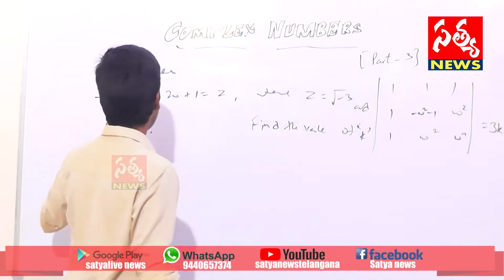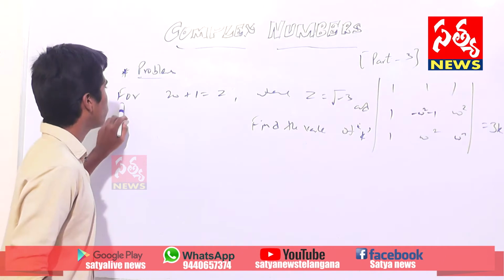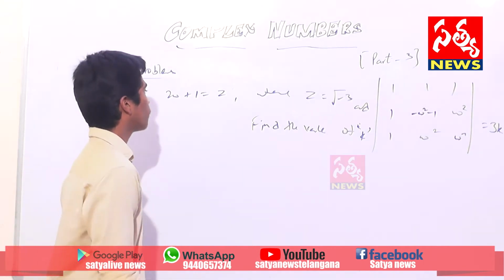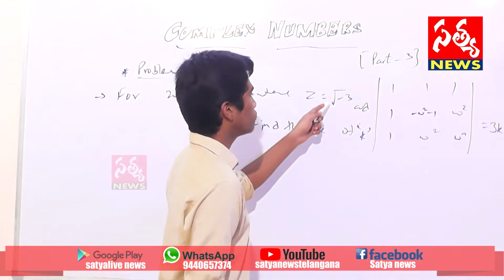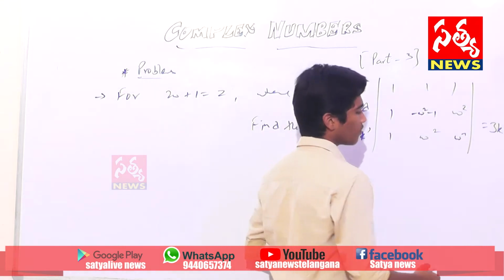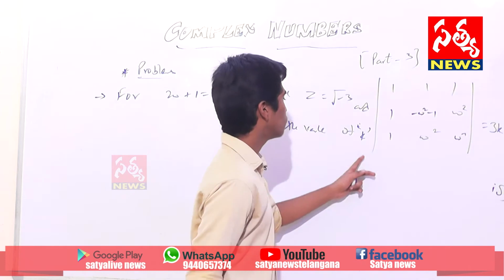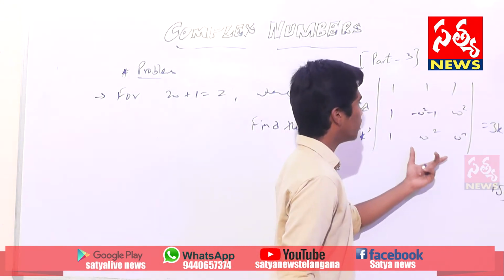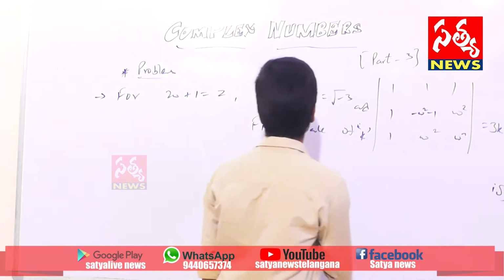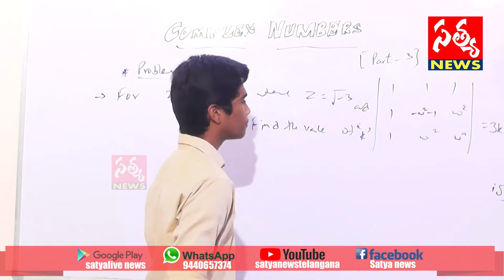And here is one more problem. We have been given that 2ω + 1 equal to z, where z equals root of minus 3. Root of minus 3 can also be written as i root 3. And they gave that the determinant is equal to 3k, and find the value of k.